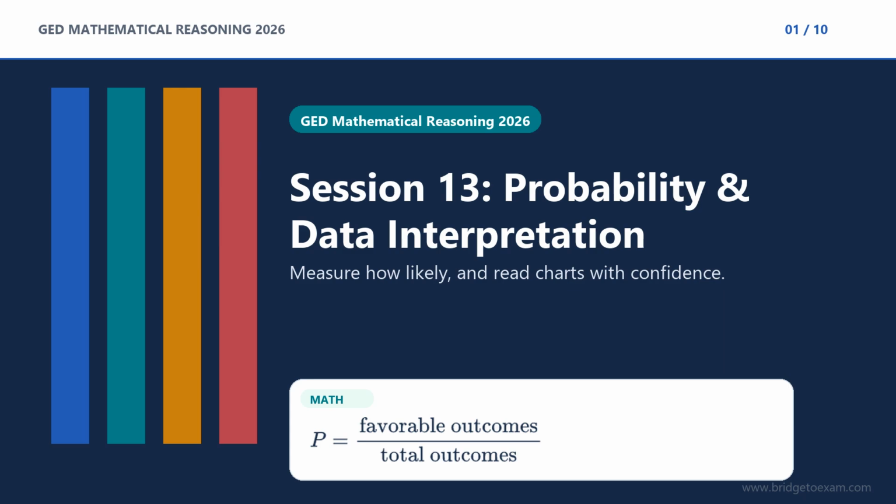Let's take it slowly. Probability measures how likely something is to happen as a number between 0 and 1. Data interpretation is about reading charts and graphs correctly. Both skills show up often on the GED, so let's build them carefully.